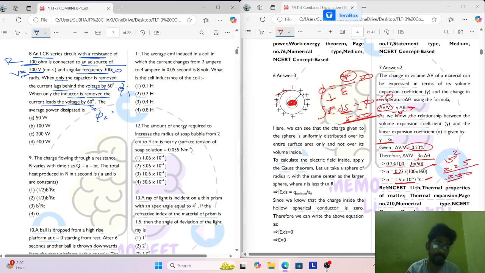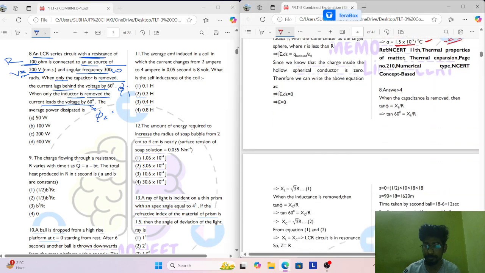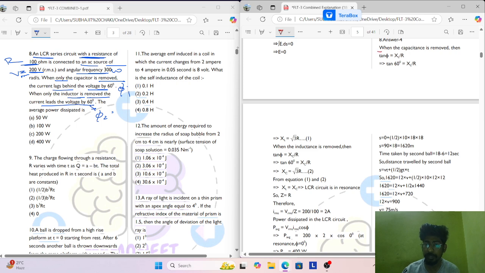The power in the AC circuit is given by the formula half I naught V naught cos phi. What is cos phi? Cos phi is the power factor, right? This is the formula. When the capacitance is removed, from the impedance triangle, what will you get? When only the capacitance is removed, this will become an LR circuit, right? In the case of an LR circuit, what happens? This is XL and this is R. What is this? This is equal to Z.